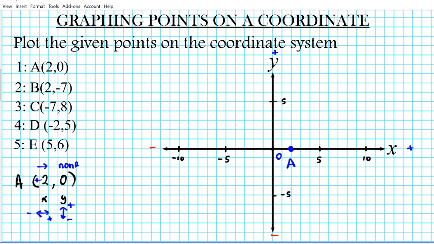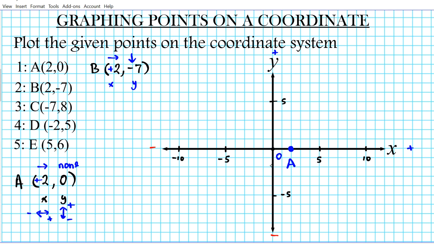All right, let's look at the next one. Number 2, point B. Point B is (2, -7). So in the x direction is positive 2, just like this. Put the sign there, positive 2, which means we're going to go to the right 2 units. And then this is the y coordinate, which is the vertical axis. So -7, guess what? That means you're going to go down 7 places. 2 units to the right and 7 units down will take us to the location of point B on our coordinate system.